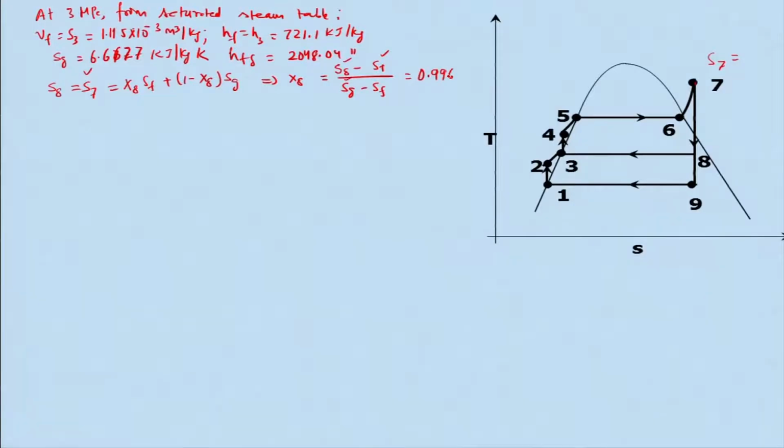And by knowing this X8, I can find out H8 very easily. What is that? That is basically HF plus X8 HFG. So, HF at this point we know, saturated. So, this is known and X is known. Therefore, I can substitute these values: 71.1 plus 0.996 into 2048.04. It is equal to 2760.9 kilojoule per kg.